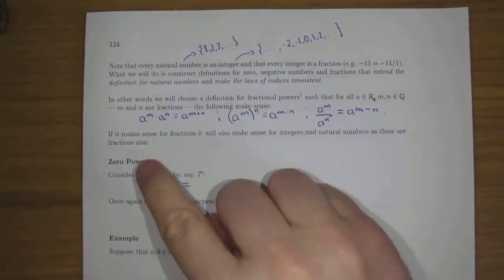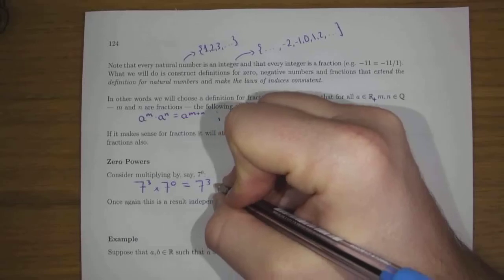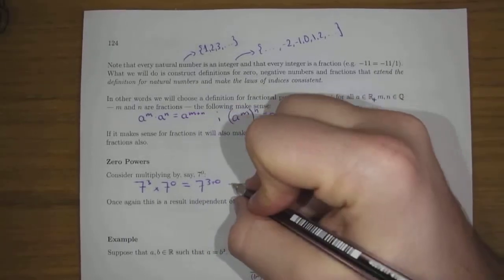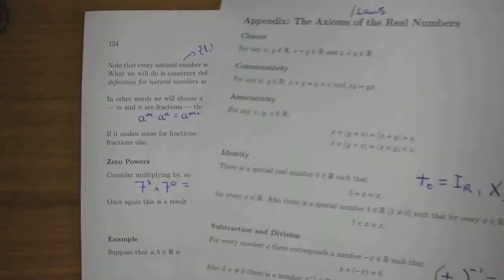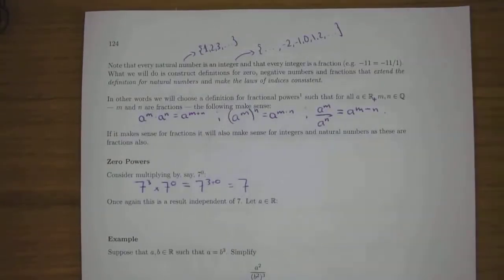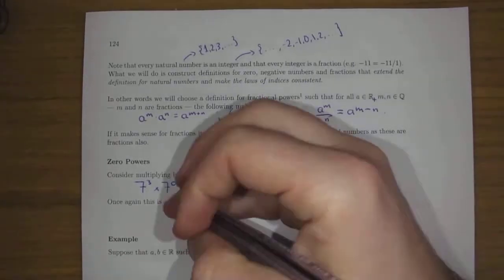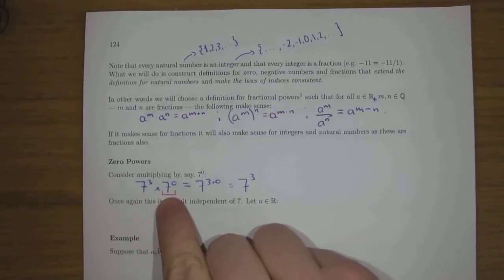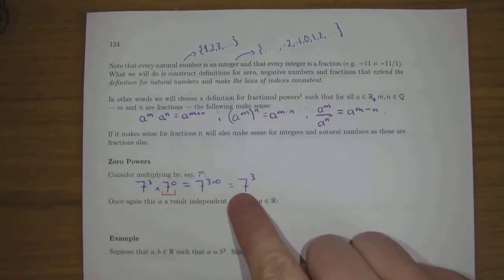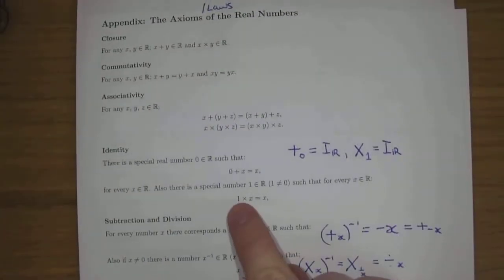So using the rule that says if you multiply like powers, you add the powers. And what's 3 plus 0? Well, that's a real number axiom. Any number plus 0 is itself. So the question becomes, what is 7 to the 0? So what number times 7 to the 3 gives the same thing? And it can only be the number 1.